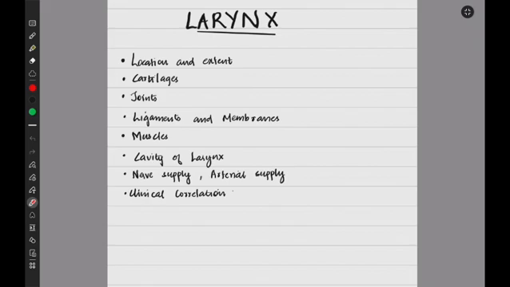Then this can be asked as an essay question or short essays. Muscles are very important, and also cavity of larynx is very important. Others are also important, but these two are the main questions that are asked from the larynx.